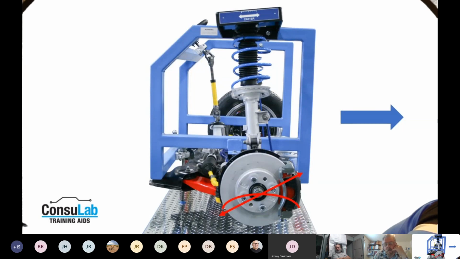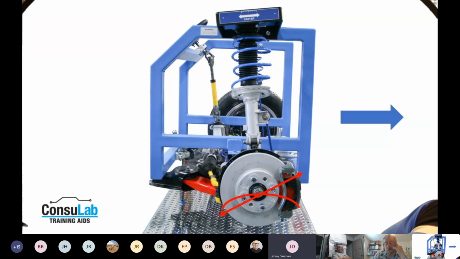Now, again, if it's really out, there are other things that could be possibly wrong, like cradle shift, or maybe there's some damage to a strut tower or something like that. But it's another diagnostic. If they're not the same, figure out why they're not the same.